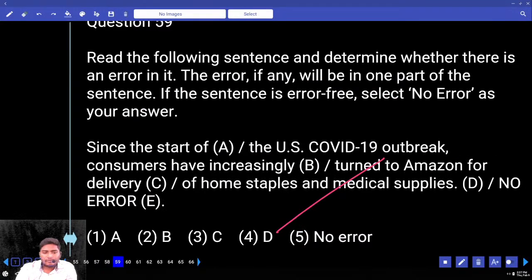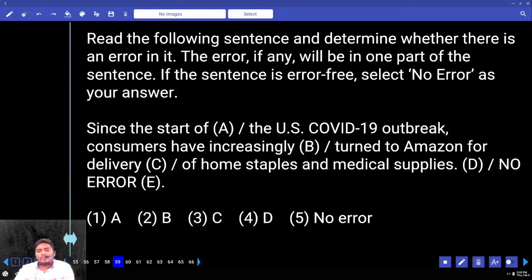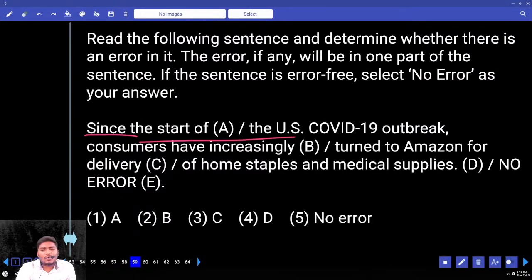Next one, 59. Since the beginning of the US COVID-19 outbreak, consumers have increasingly turned to Amazon for delivery of home staples and medical supplies. What is the part of speech of since in this sentence? I'm asking what is the part of speech of since in this sentence? Since the start of the US COVID-19 outbreak.